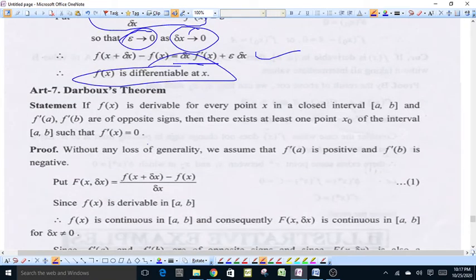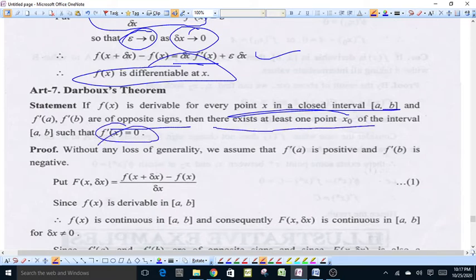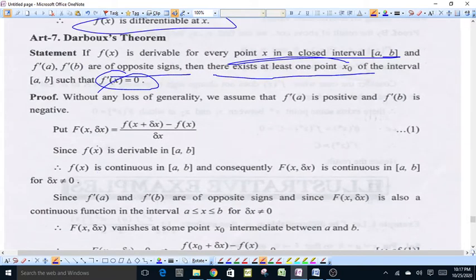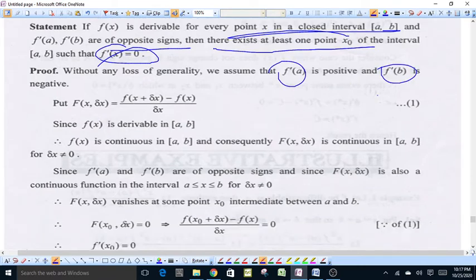Now, Darboux's theorem. If f(x) is derivable for every point x in a closed interval [a, b] and f'(a), f'(b) are of opposite signs, then there is at least one point x0 in the interval (a, b) such that f'(x0) is equal to 0. Without any loss of generality, we assume that f'(a) is of positive sign and f'(b) is negative.